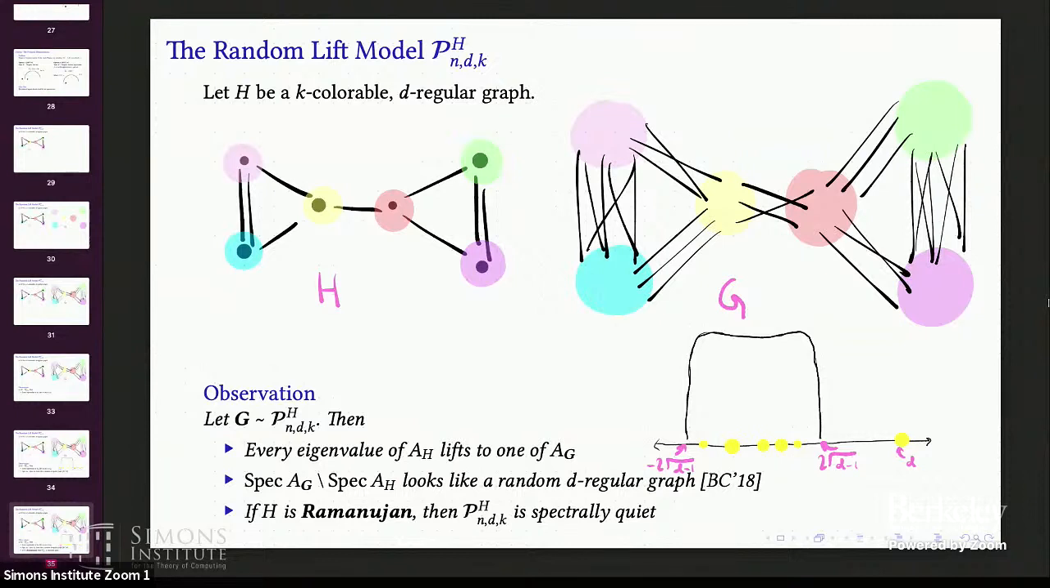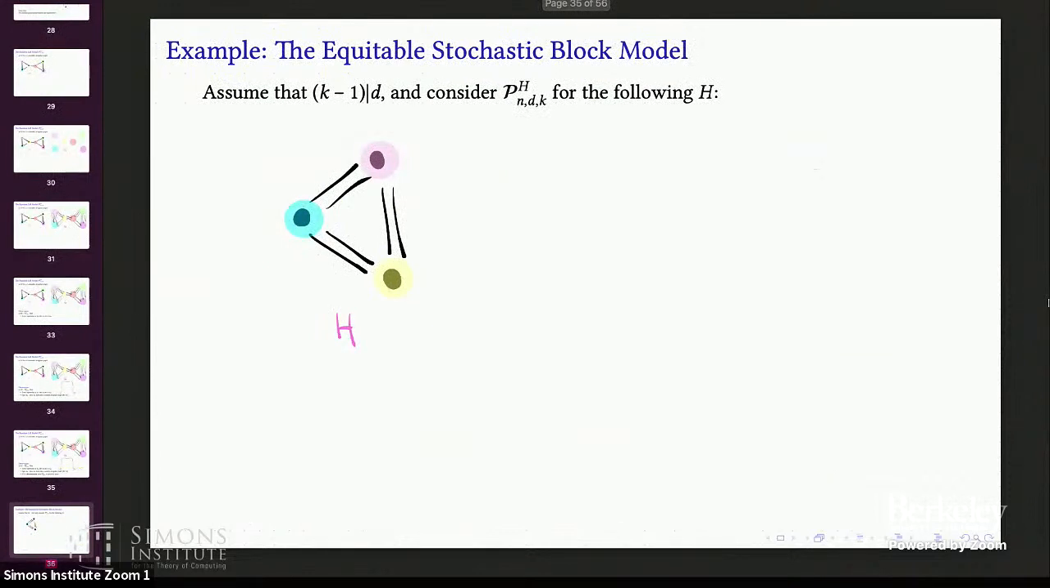So this is going to be our planted model, our quietly planted model. And now we just have to study this for various choices of this base graph H. So in the paper that is the subject of this talk, we picked a very simple kind of base graph H. So let's assume that k-1 divides d. And let's just take H to be a graph with k vertices and a bunch of multi-edges between each pair of those k vertices, so that there's the same number of multi-edges between each pair.